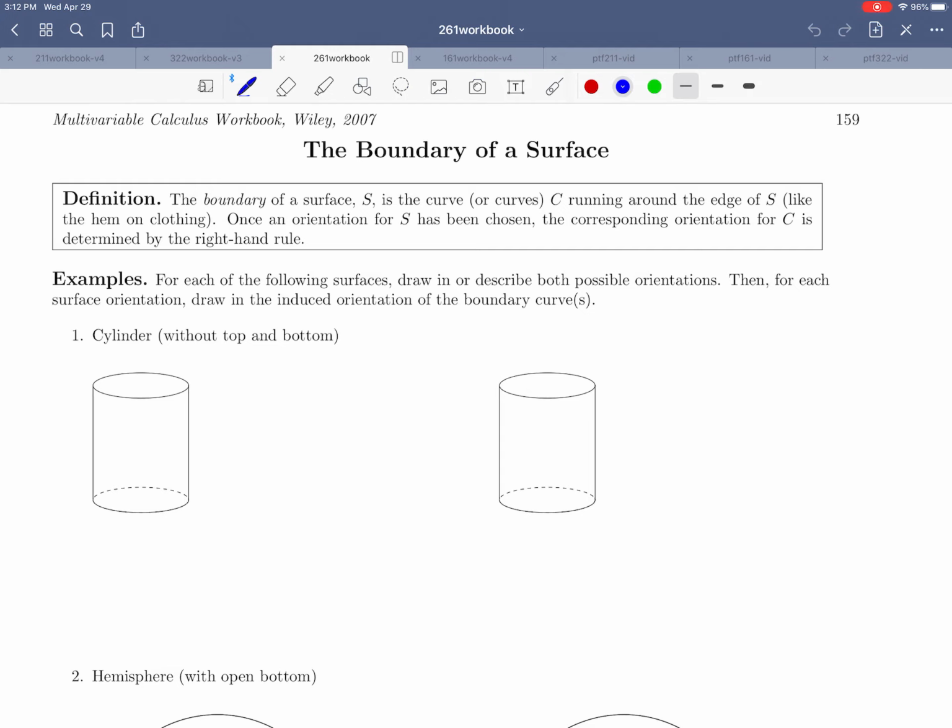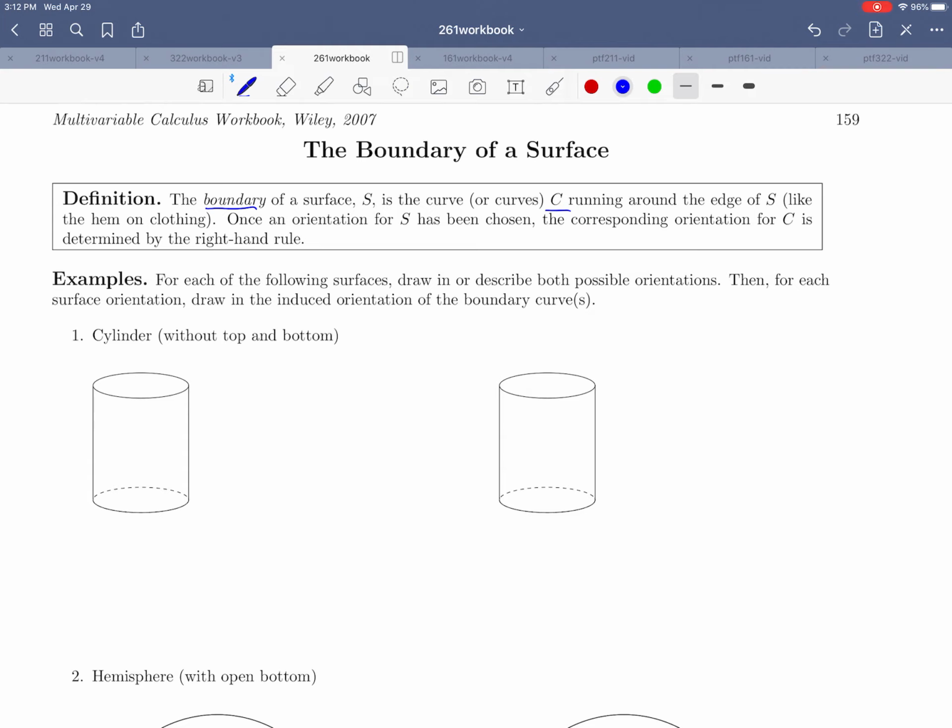So here you can see the definition of the boundary of a surface. The boundary of a surface S is the curve, or possibly curves, C, running around the edge of S, like the hem on clothing. Once an orientation for S has been chosen, the corresponding orientation for C is determined by the right-hand rule. I demonstrated that in the previous video, and now we are going to repeat it on a piece of paper.